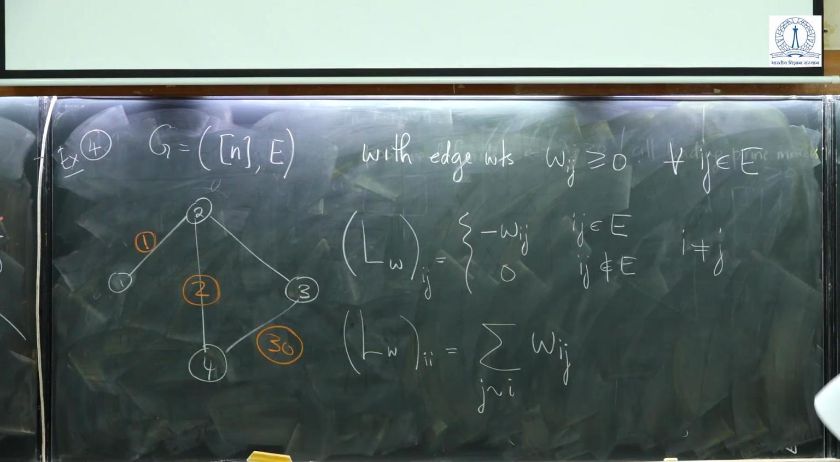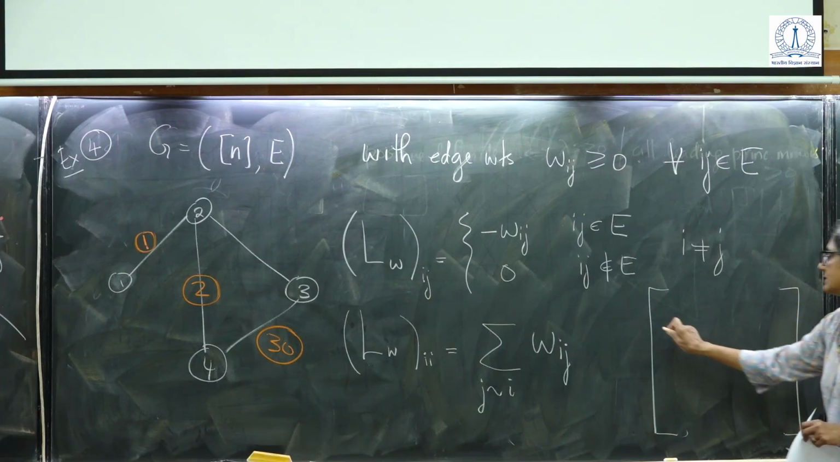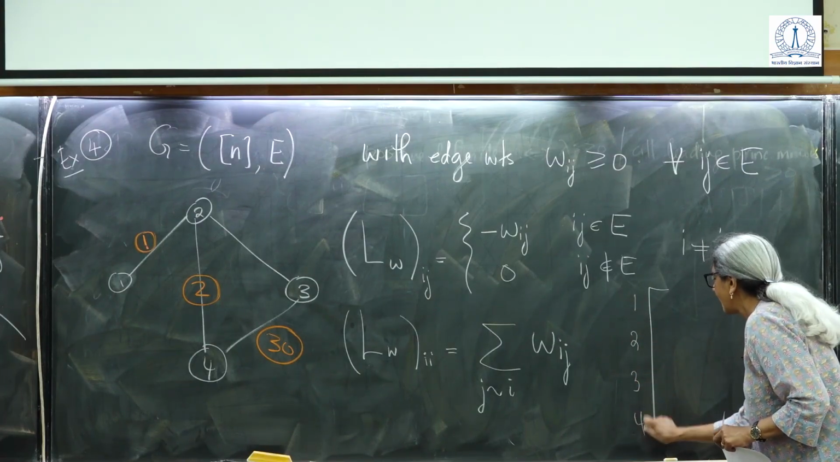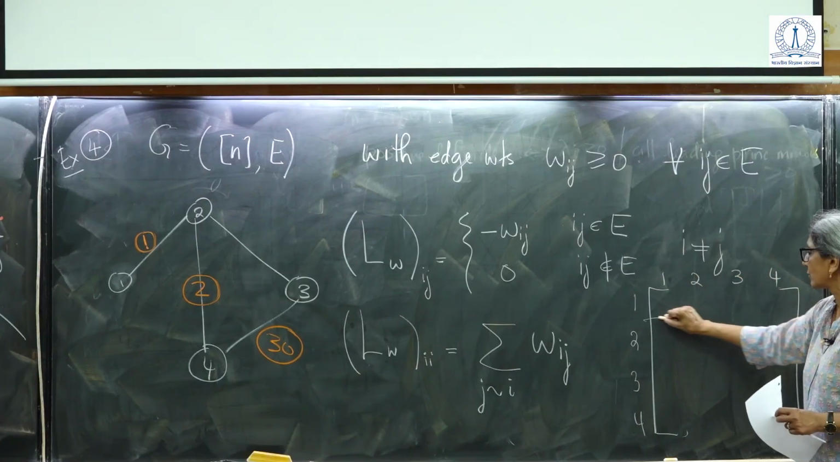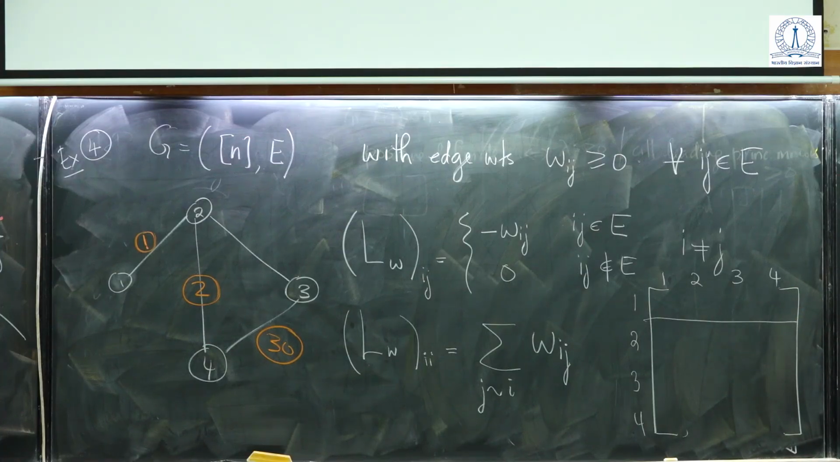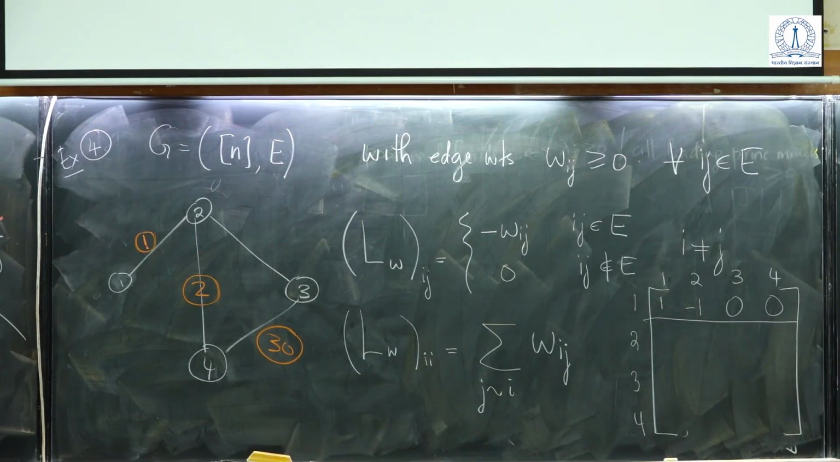Let's construct the Laplacian for this example. This example has 4 vertices. So I have 1, 2, 3, 4, and I also have 1, 2, 3, 4. Let's do, for example, row 1. 1 is connected only to 2. So here I should put -1 because that's the weight. Nothing here, nothing here. And then here I have to put the +1, that's the sum of the weights of everything connected to 1. Sum of the weights. Okay. Let's do the rest.